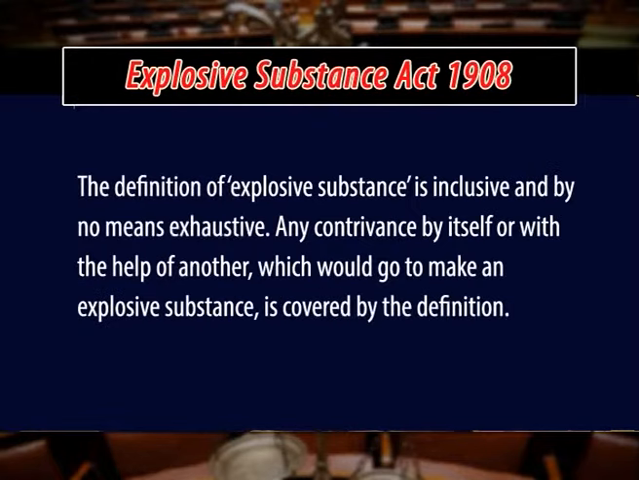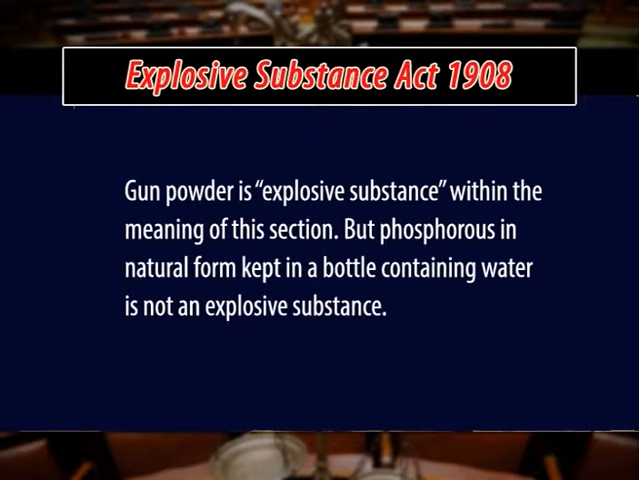The definition of explosive substance is inclusive and by no means exhaustive. Any contrivance, by itself or with the help of another, which would go to make an explosive substance is covered by the definition. Thus, hand grenades not fitted with an igniter set are explosive substances, despite the fact that in order to explode them, an igniter set has to be fitted to such types. Gunpowder is an explosive substance within the meaning of this section, but phosphorus in natural form kept in a bottle containing water is not an explosive substance.